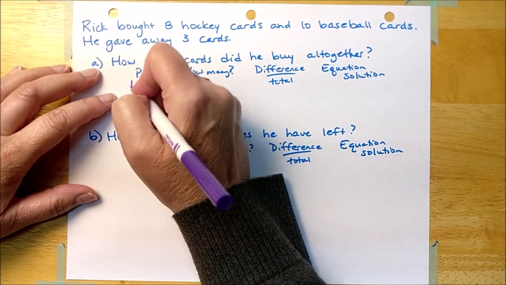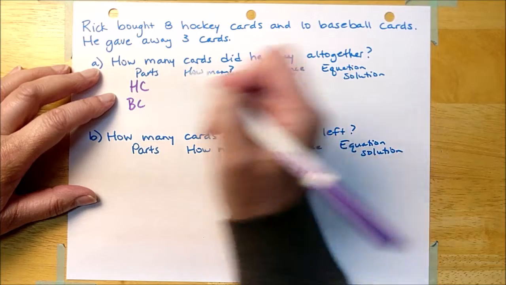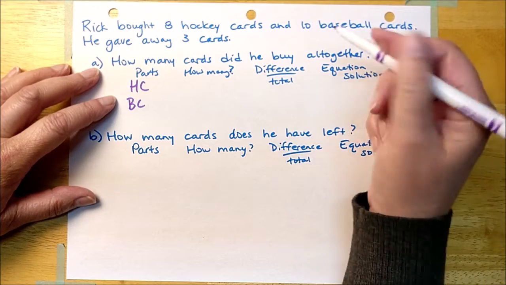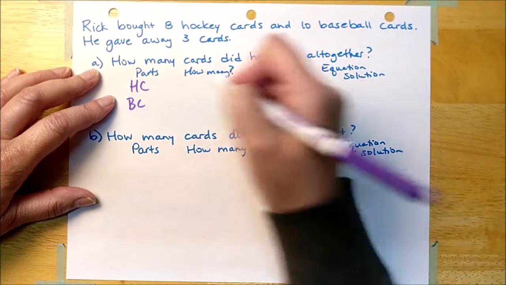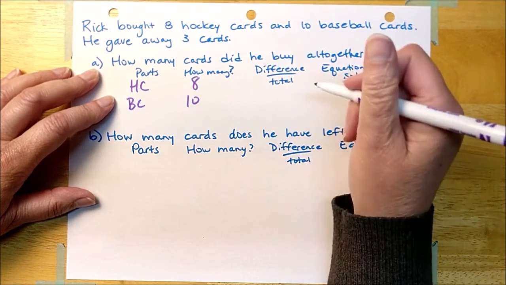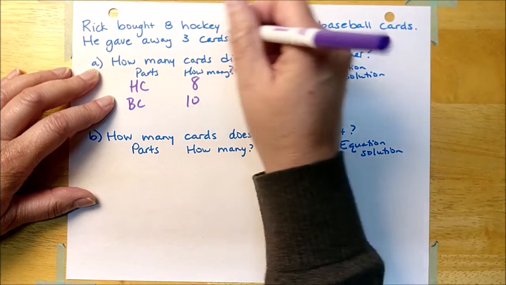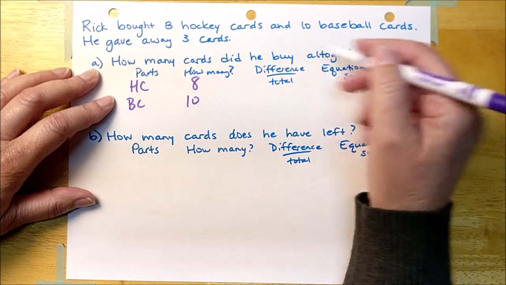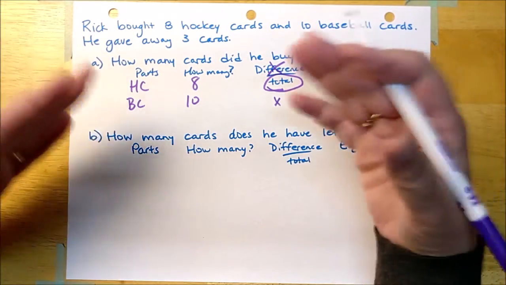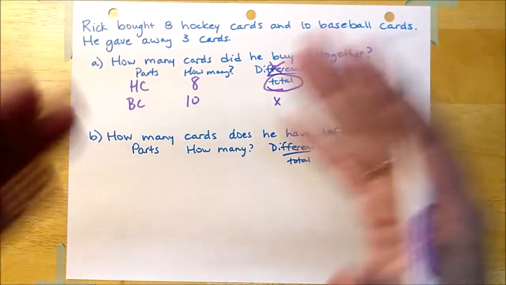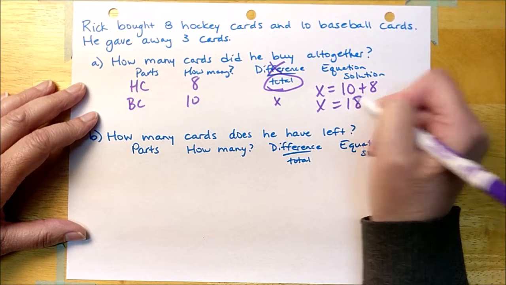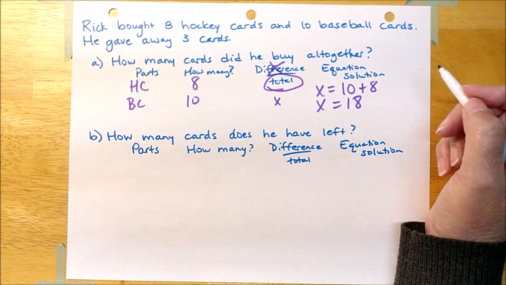Okay, so I need to know hockey cards, baseball cards. Do you have to write out the whole word? No, as long as you know what it means, it's great. So he's got 8 hockey cards and 10 baseball cards. How many cards did he buy altogether? I don't need to know that piece of information. So how many did he buy altogether? I'm looking for a total. Total means it's a big number because I'm adding things together. So I have to add those together. So in total, he has 18 cards.